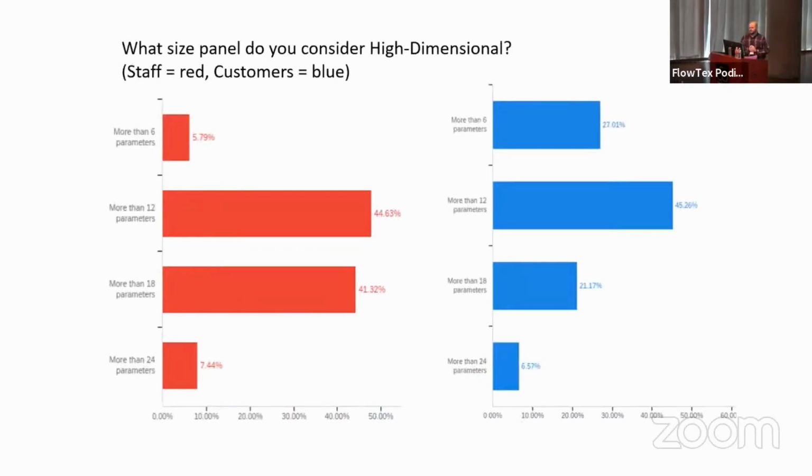And then another question we asked was, what do you consider high dimensional? I think the people in red, the flow core people, tend to have a higher opinion of what they think is high dimensional, whereas our users, some of them are considering a 6+ color panel high dimensional. So let's not be too high and lofty about what we consider high dimensional. Even small panels can be considered in these ways.